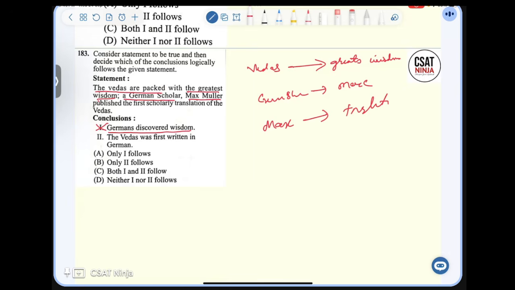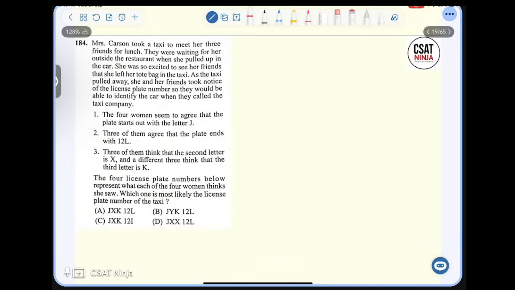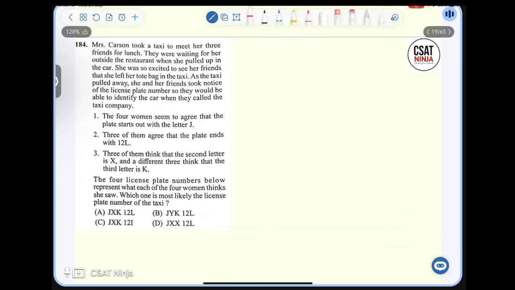Vedas was first written in German. So this will not follow as well. So there is no relation here. Let's go to the next. Even for me, it's my first time. So let's go to the next.